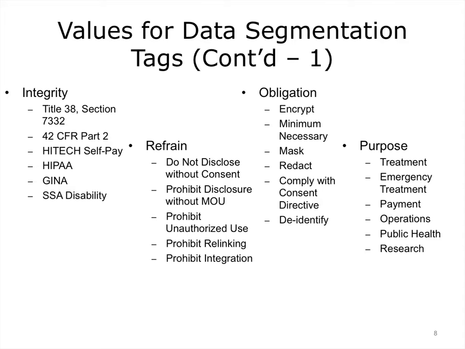Again, more values for data segmentation tags. The integrity of the data, what applies to that? Whether or not you can disclose the data without consent, or you can't relink to it. How do you have to handle the data? Must you encrypt it? Is it subject to the minimum necessary requirement? And what's the purpose of this data? Is it public health? Is it operations? Is it treatment? So is it actively needed for the important purposes? And we need to let that data go through.